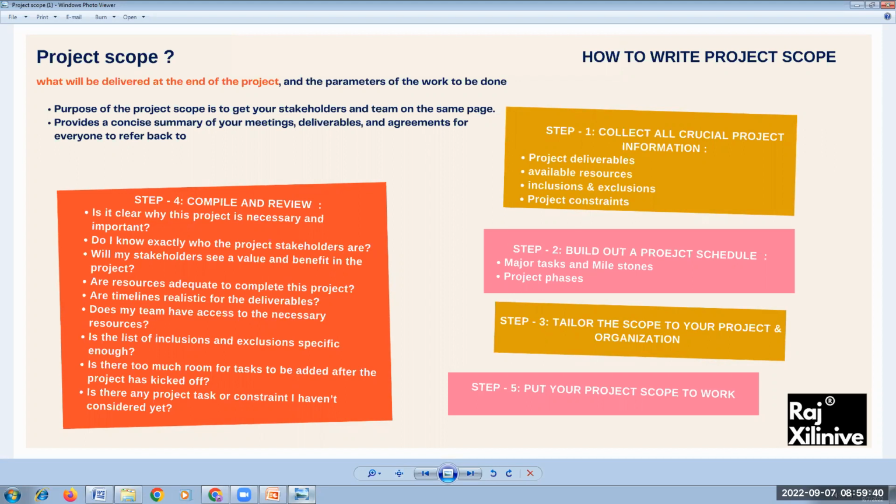The next thing is that we must understand whether the inclusions and exclusions are specific enough, or whether there is anything additional we must know or require, which will also be taken into account in this.